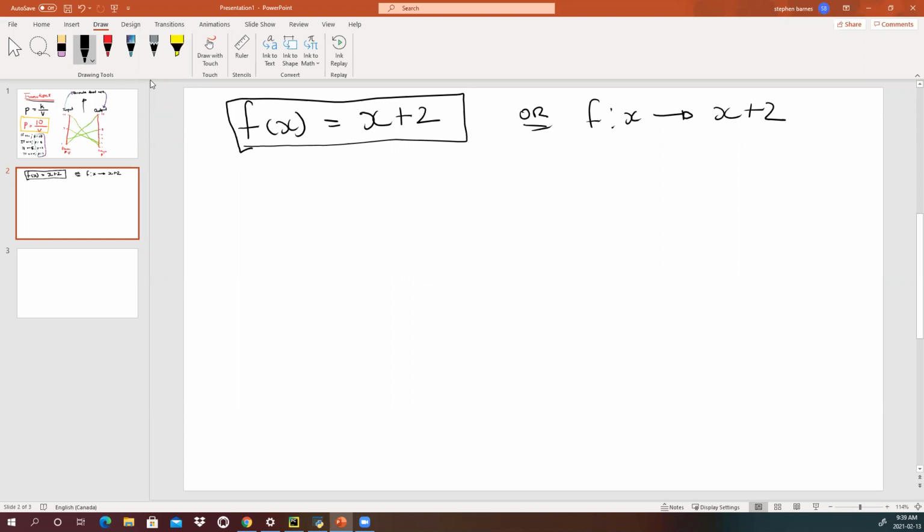So let us say, for example, f of x equals x plus 2, and the domain, which are the input numbers, the domain of x is given. The question says state the range.